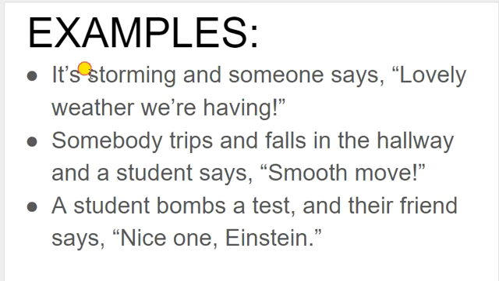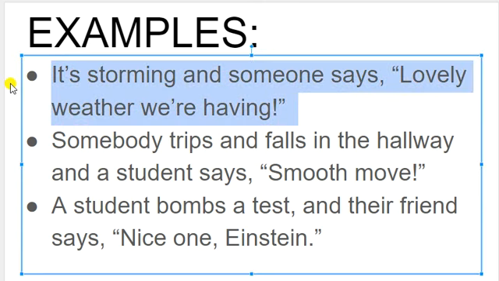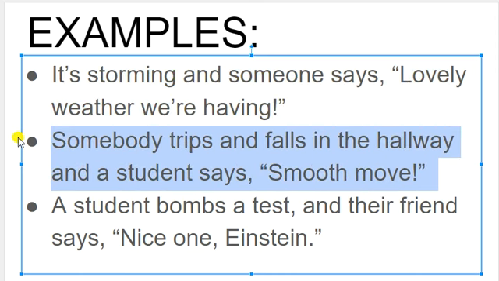So this is an example of a pretty benign, not hurtful or sarcastic type of verbal irony. If it's storming outside and somebody says, "Lovely weather we're having," okay, which is more like just a corny joke. So obviously the person is saying the opposite of what they really mean. What they really mean is it's crappy weather, because it's storming really badly. So that's a type of verbal irony.